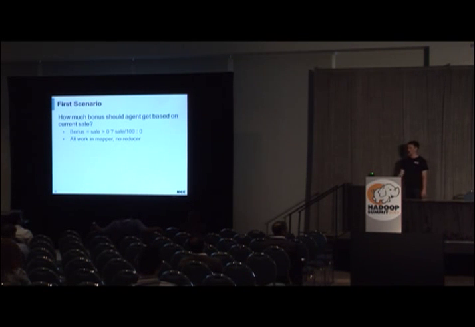So just to recap, the first scenario: if-then statement, very simple, row by row calculations, all work should be done in the mapper, nothing gets passed on to the reducer. Let's see the results.